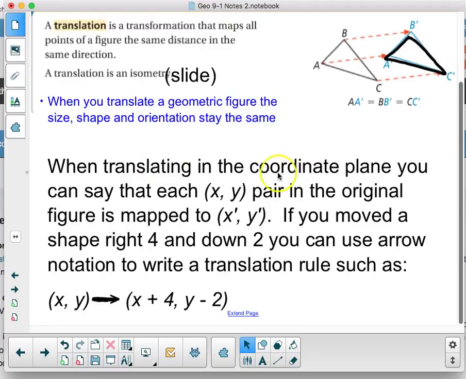Now, when translating in the coordinate plane, you can say that each x, y pair in the original figure is mapped to x prime, y prime. If you moved a shape right 4 and down 2, you can use arrow notation to write a translation rule, such as (x, y) maps to (x plus 4, y minus 2). Remember, right in the x direction is an add. Left in the x direction is subtract. Up in the y direction is add. Down in the y direction is subtract.